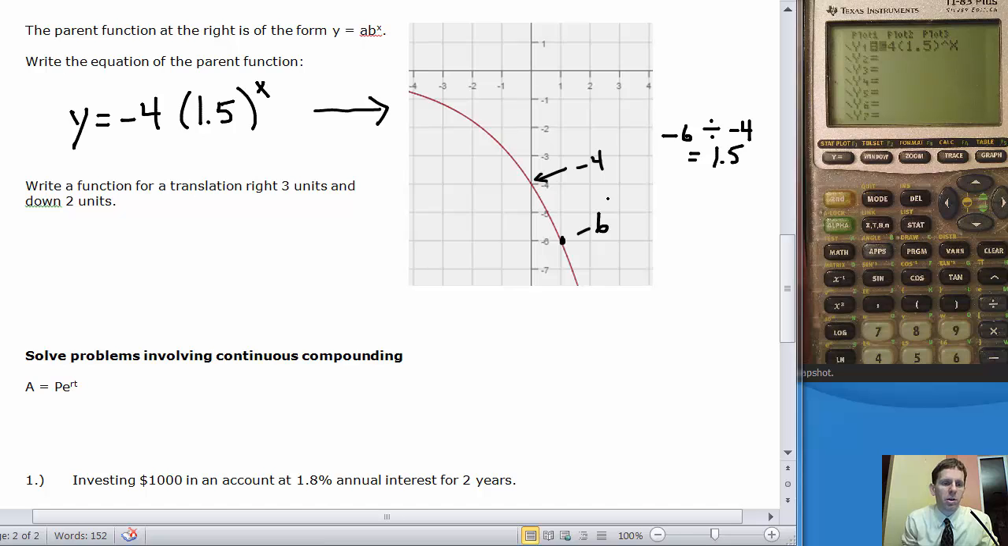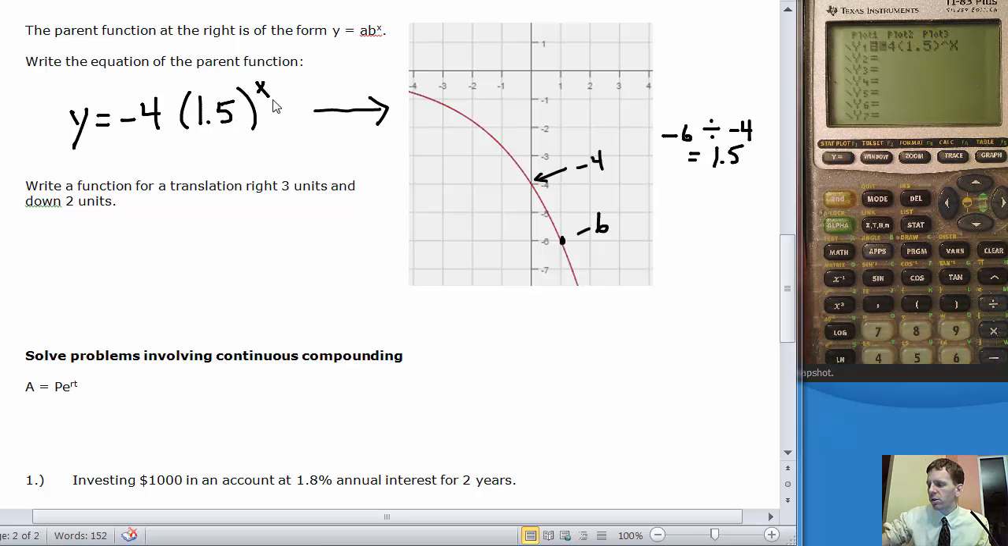So the equation of the parent function is y equals negative 4 times 1.5 to the x power. Your a value is negative 4. That's your initial value. It's your y-intercept. Where does the 1.5 come from? Well, the next value on your graph is at negative 6. So if you take negative 6 and divide it by the previous value, negative 4, you get 1.5. That's your growth factor. And then you have an x for your exponent.